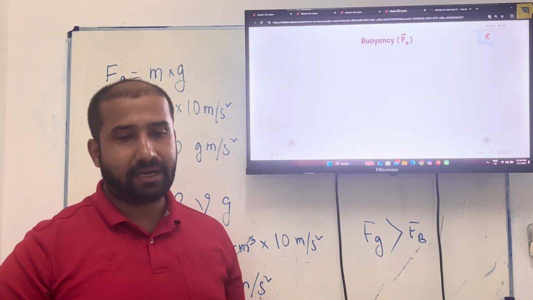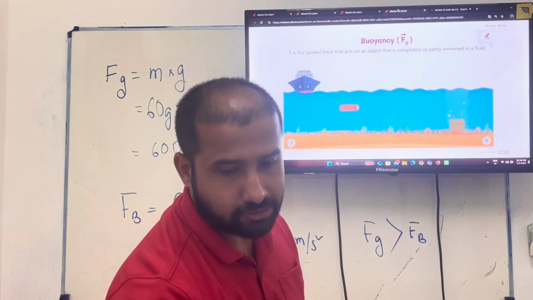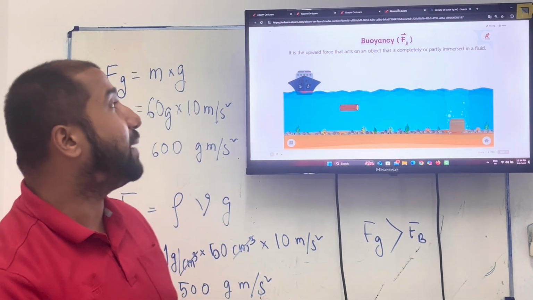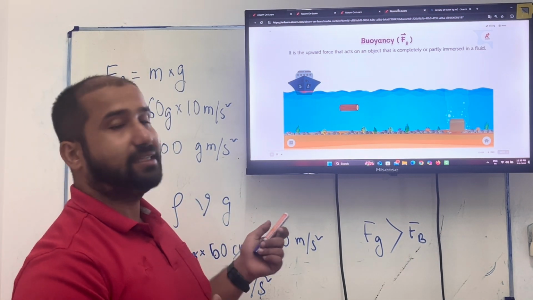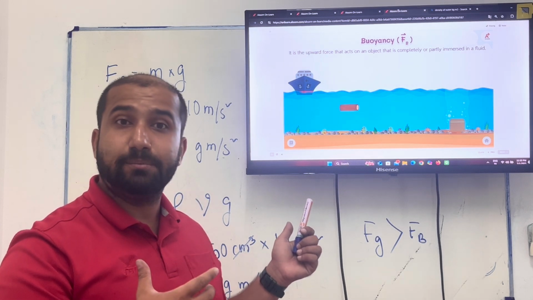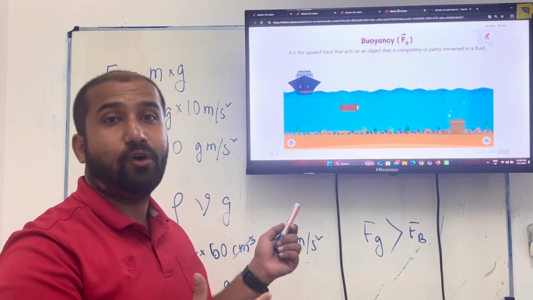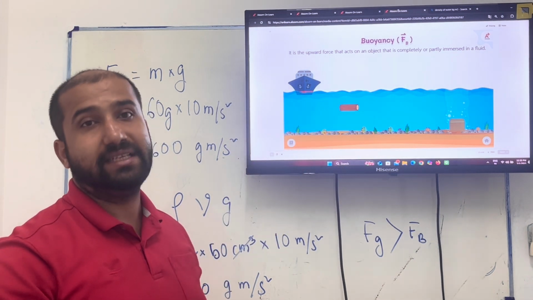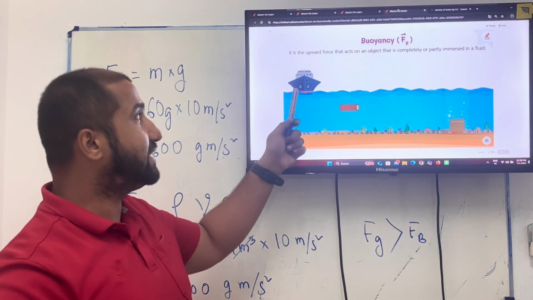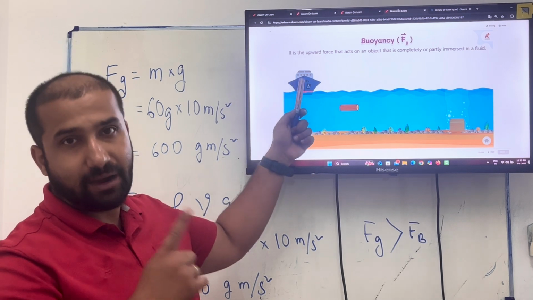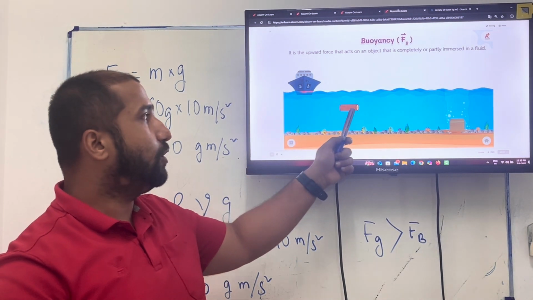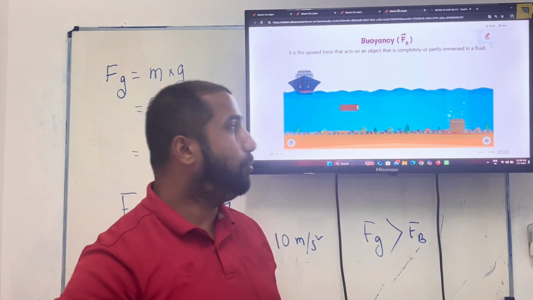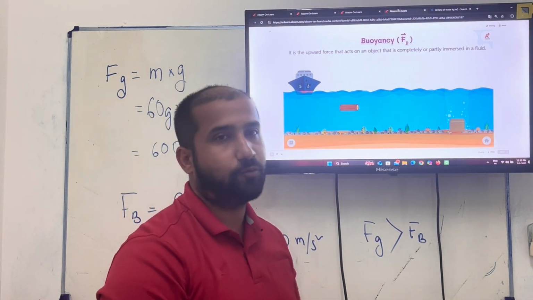The last topic we talk about is buoyancy. So what is buoyancy? Buoyancy is the upward force exerted by the liquid on the object when it is slightly submerged, floating, or under the water. It does not matter. It will always experience an upward force. For example, the ship will experience an upward force. The wooden block will also experience an upward force, and the box will also experience an upward force.